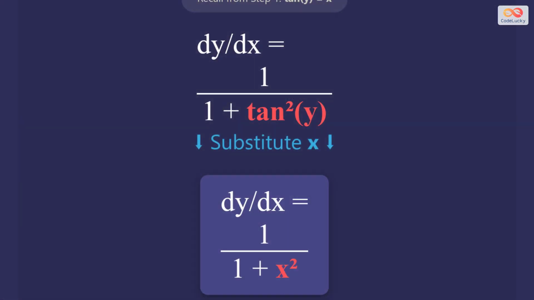Remember from our first step that tangent y is equal to x. Therefore, tangent squared y is simply x squared. We substitute x squared in place of tangent squared y in the denominator.